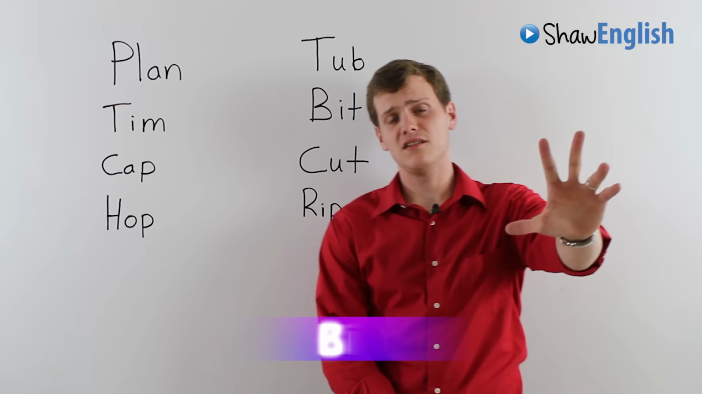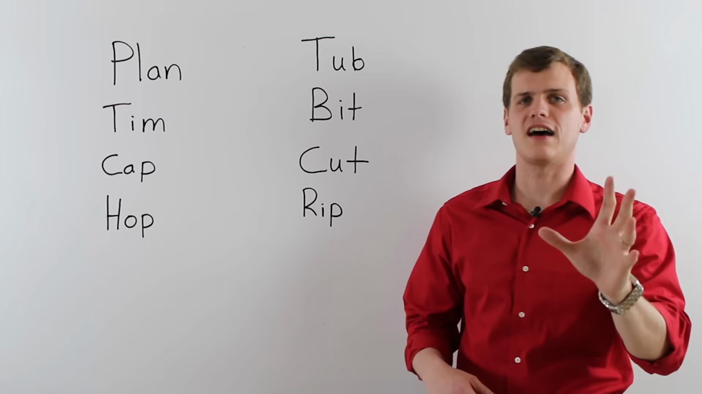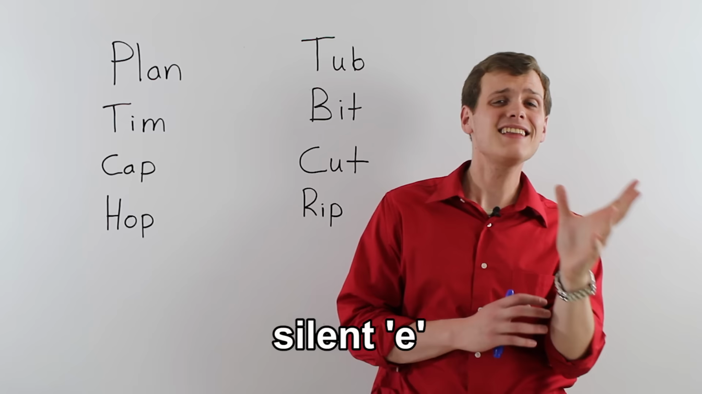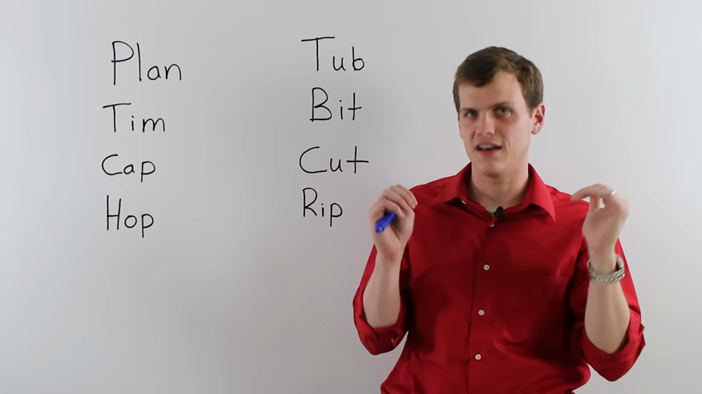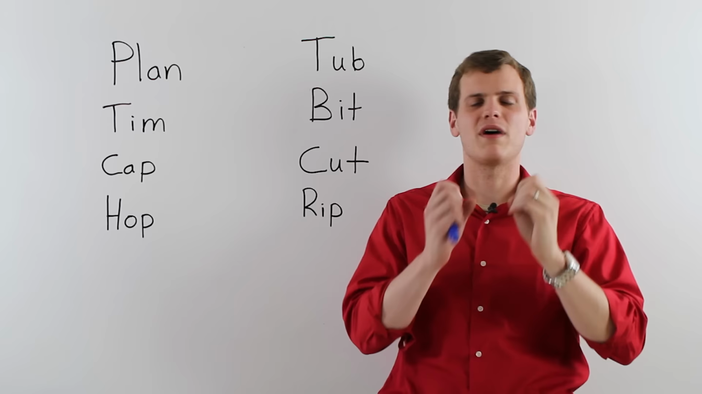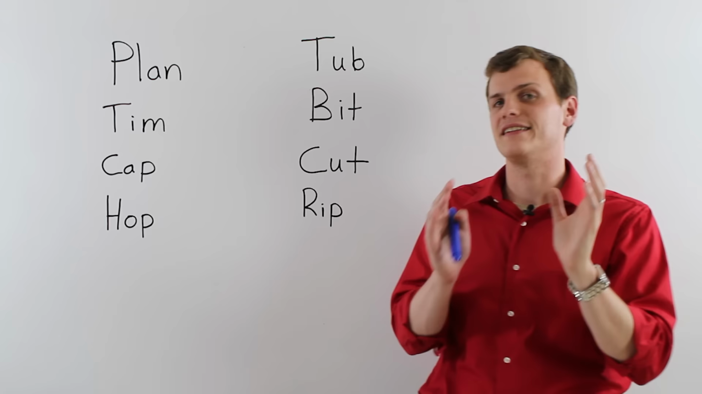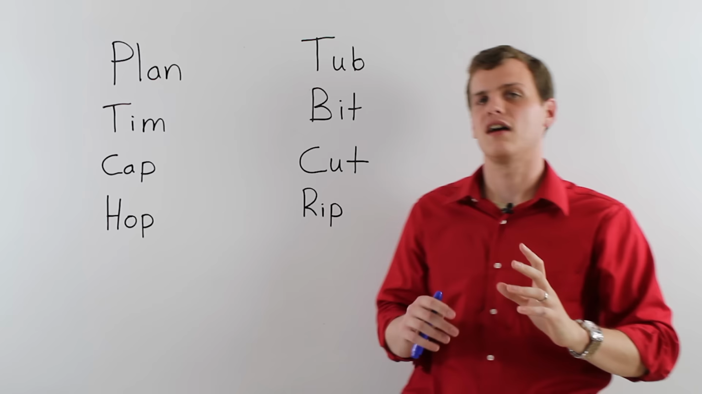Hey, this is Bill, and I've got a nice basic English video for you here today. Now, I'm going to talk to you about silent E. A silent letter is a letter in a word that we don't say. It's just there. We write the word, we write the letter, but when we read the word, we don't say that letter. Now, silent E is kind of a tricky one here, and I've got some examples to help you.